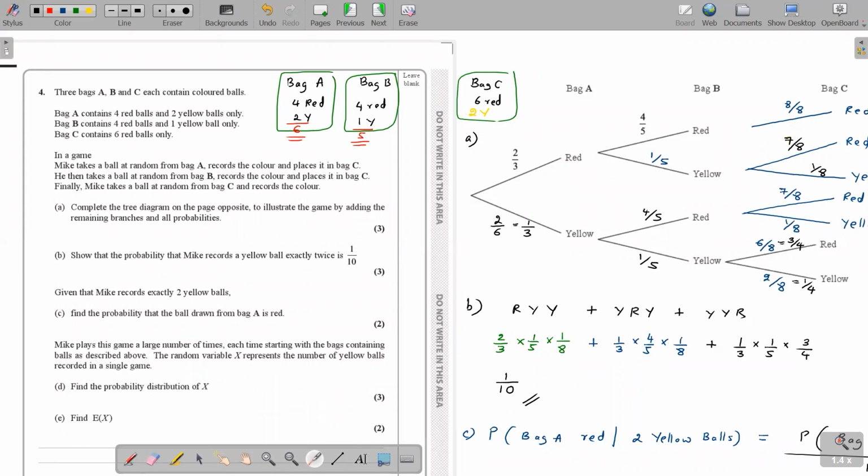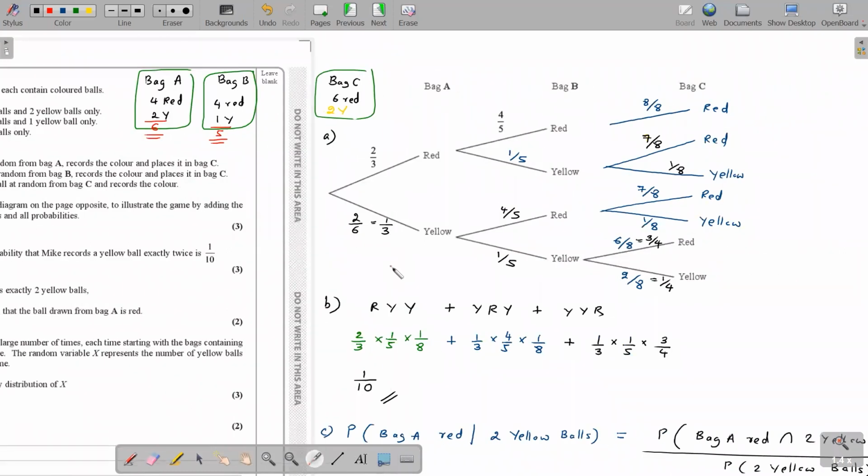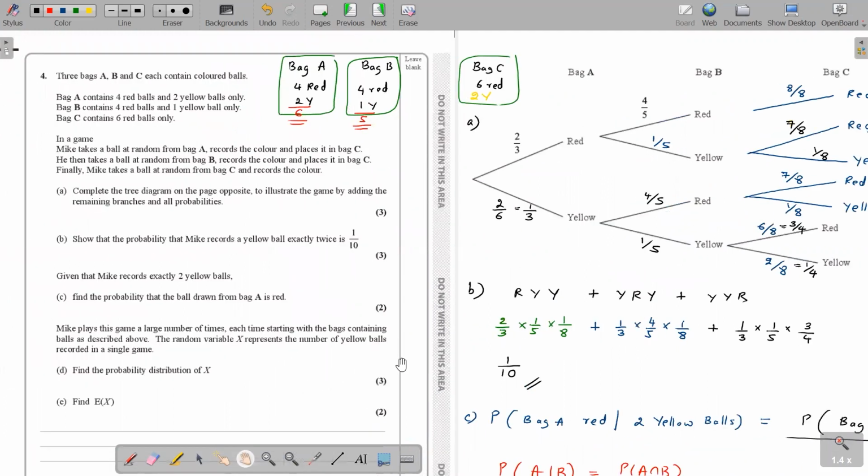The random variable X represents the number of yellow balls recorded in a single game. What's happening here? They are telling you X represents the number of yellow balls recorded in a single game. This tree diagram is drawn for a single game. So in a single game, X represents the number of times you record a yellow ball. And they are asking you to find the probability distribution of X.